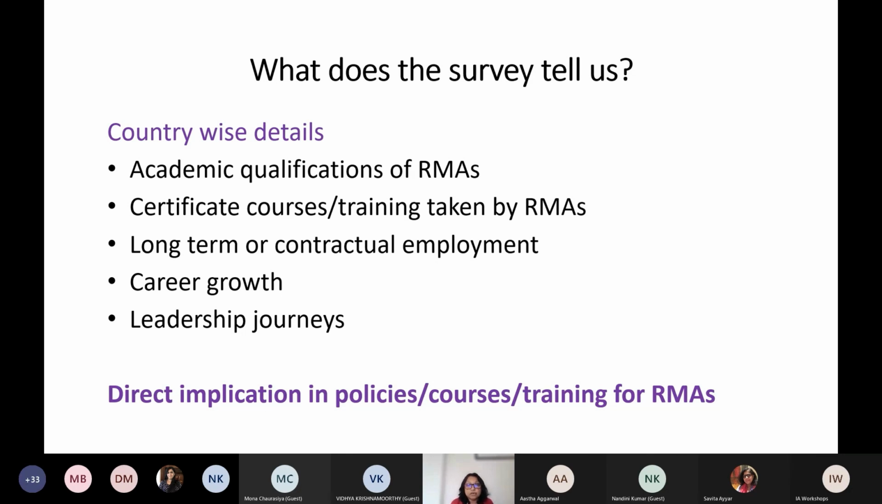And why do we need this data? Because this data is going to not only be useful in policies that our organizations can implement, but also it will give us an opportunity to understand what kind of courses and trainings are important, especially for India-based research managers.